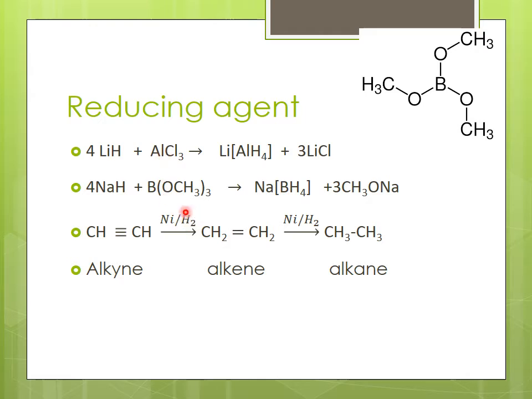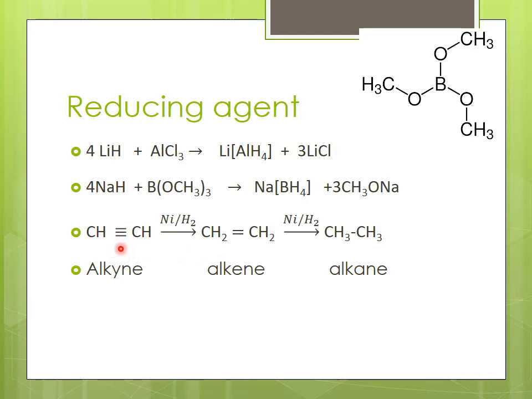Likewise, this hydrogen itself acts as a good reducing agent. When this hydrogen is added with finely powdered nickel, the nickel acts as a catalyst. It allows the unsaturated compound to be converted into the saturated compound. The unsaturated compound means a compound with either a double or triple bond.